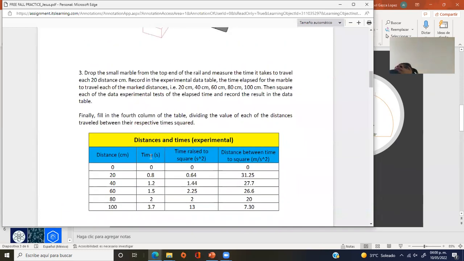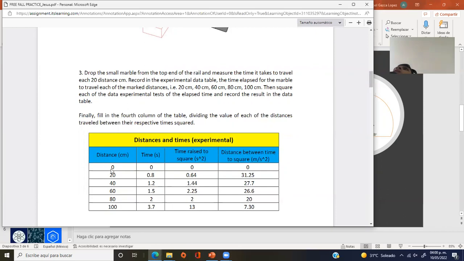In the first experiment that we do, we have to drop the small marble from the top of the rail and measure the time it takes to travel each 20 centimeters of distance. Record the experimental data: the time elapsed for the marble to travel each of the marked distances, 20 centimeters, 40 centimeters, 60 centimeters, 80 centimeters, 100 centimeters. Then square each of the elapsed times, and record the result in the data table.